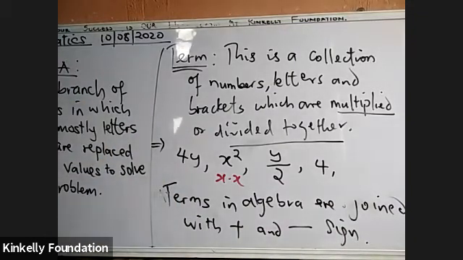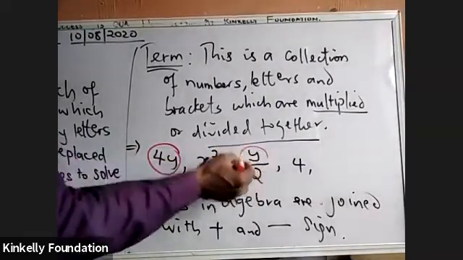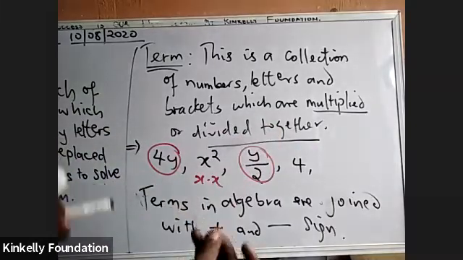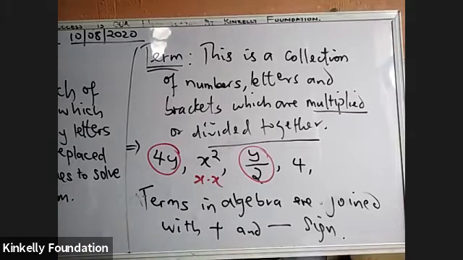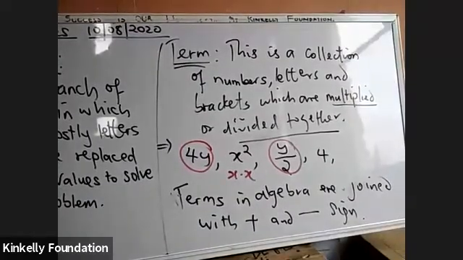So note this thing. For you to have a term, that term must be multiplied with something or divided with something. But for you to join terms together, you use plus and minus signs. In repetition, before you can do anything else with algebra, you must understand which terms are multiplied or divided together.